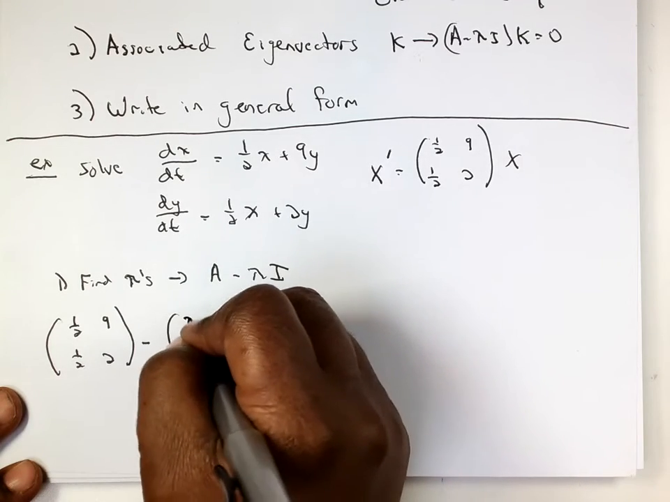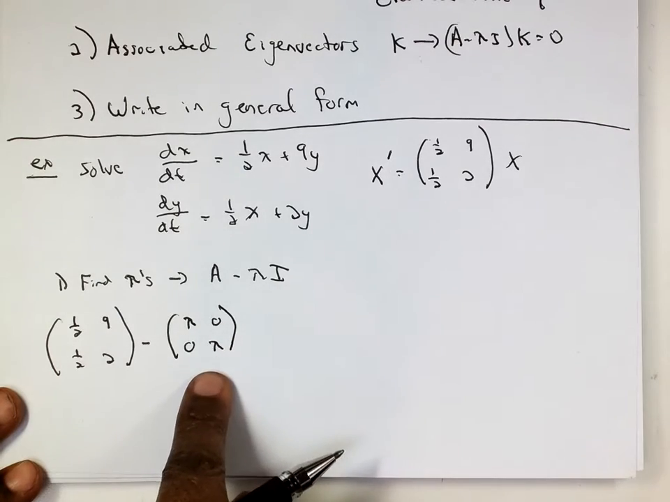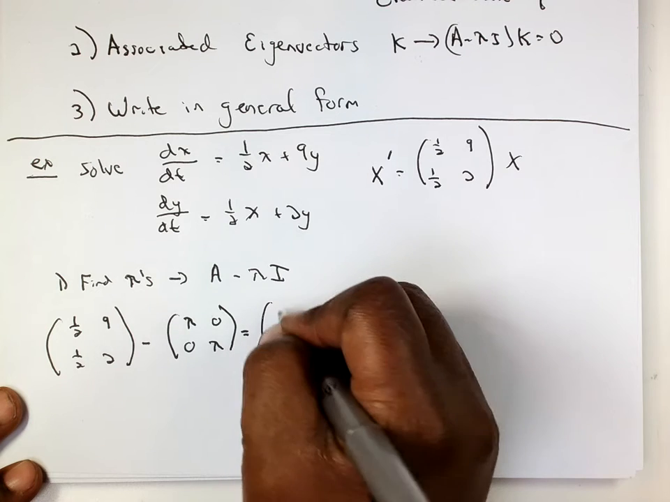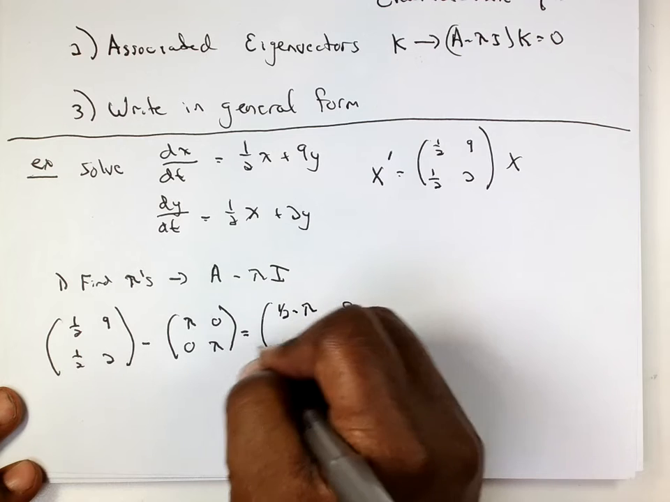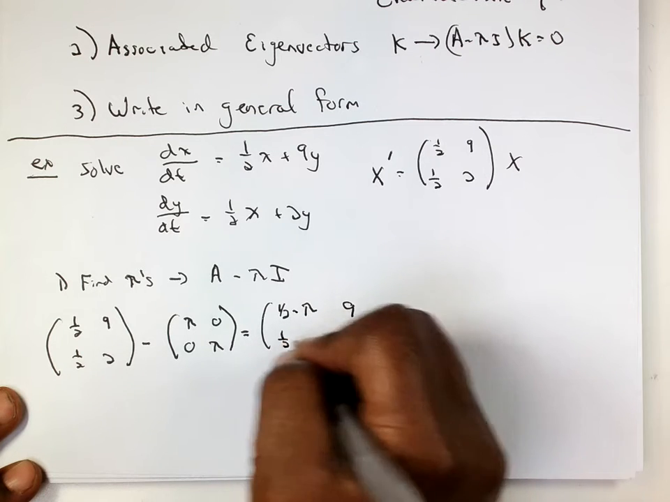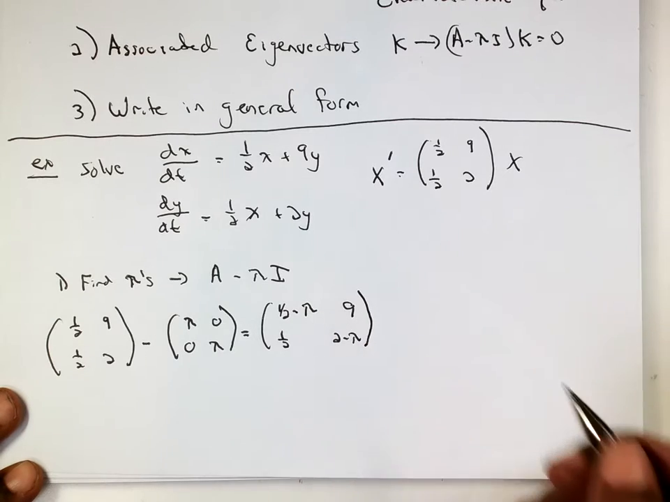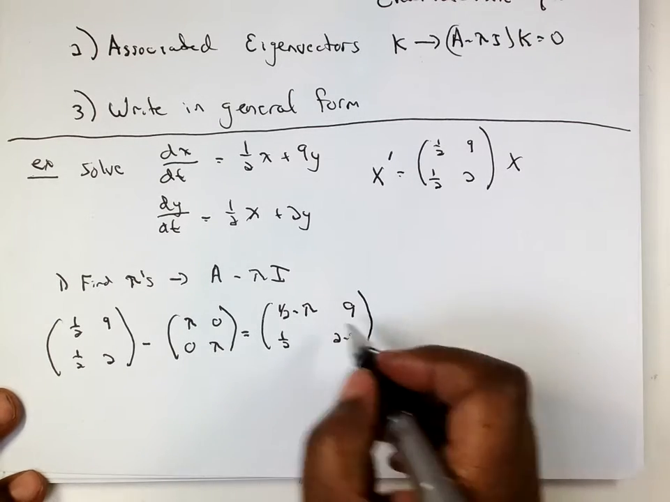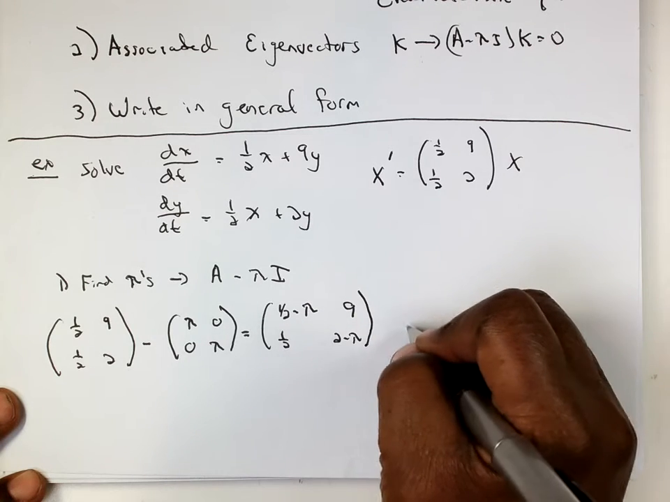So I have lambda, 0, 0, lambda. So this is lambda I. And I subtract it entry by entry. So I have 1/2 minus lambda, 9, and then 1/2, 2 minus lambda. So that's what I need to take the determinant of. And when we take the determinant, it's a 2 by 2, so it's nice.